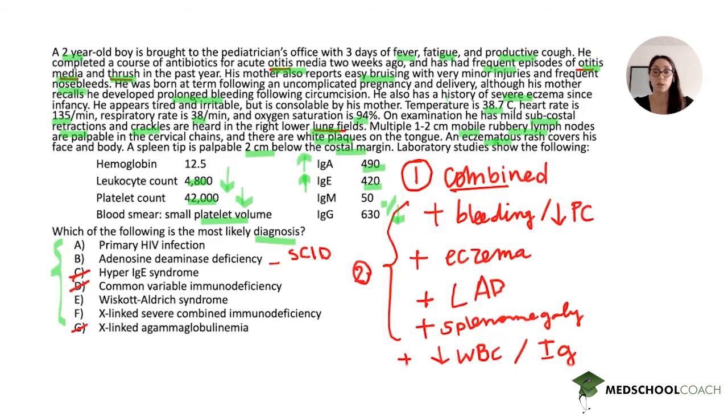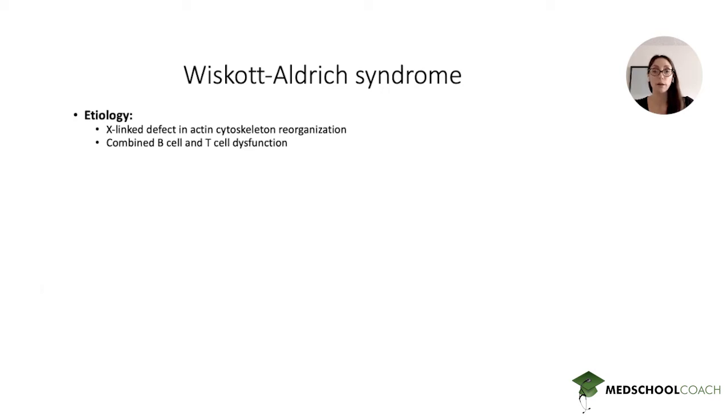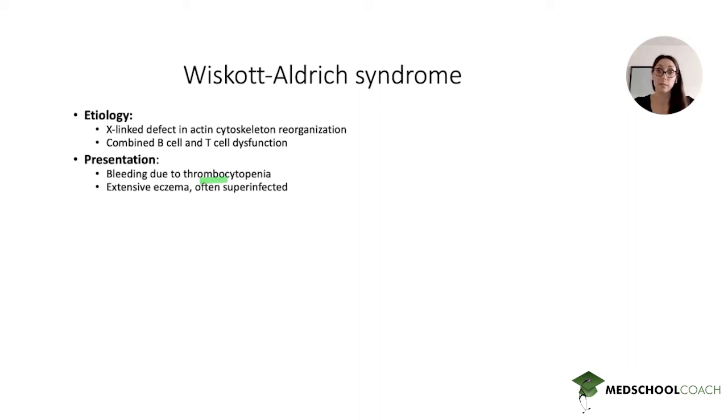So let's review Wiskott-Aldrich because it certainly could come up on your examination, and it has a few defining features that you should be able to recognize after learning this question. So the etiology of Wiskott-Aldrich, it's an X-linked defect in the actin cytoskeleton reorganization. And you don't need to know all the details. That's sufficient in terms of the etiology, but it does lead to both the combined B cell and T cell dysfunction. So this is going to present with recurrent bleeding due to thrombocytopenia, extensive eczema, which often gets super infected, and recurrent bacterial, viral, fungal infections.